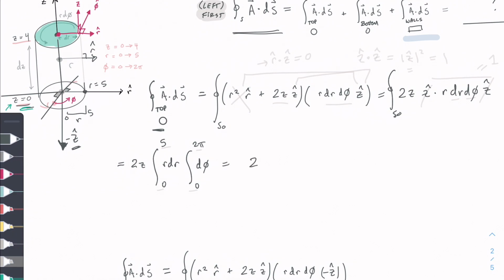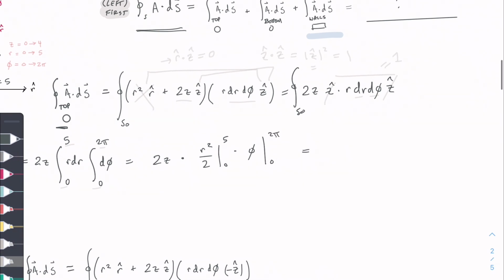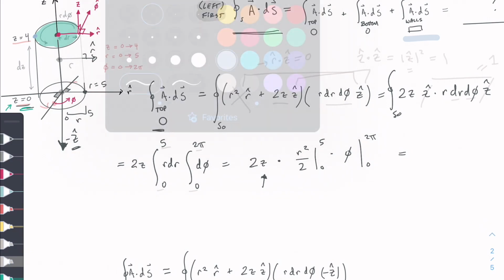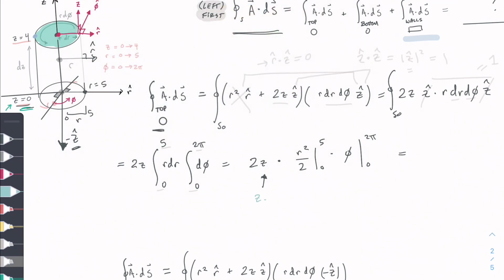Okay, so now I'm going to evaluate. So 2z, and then I'm going to end up with r squared over 2 from 0 to 5 multiplied by phi. When I integrate that d phi, I'm just going to get phi, from 0 to 2 pi. I have a constant for z here because I didn't have a differential. So what is my z at this location where I'm looking right now? Let me look at my shape. Where I am right here, my z is equal to 4. So my height is 4 here. So I'm going to plug in a z equal to 4 for this section of the equation.